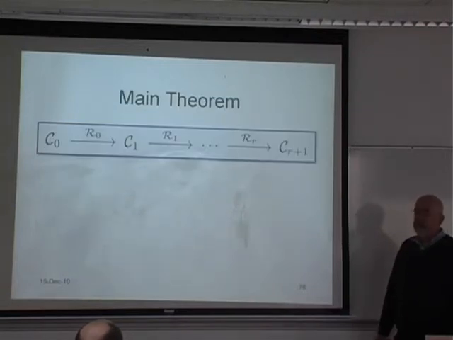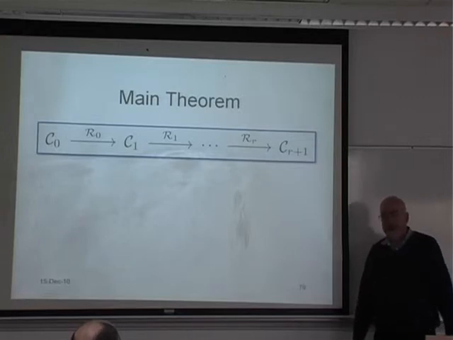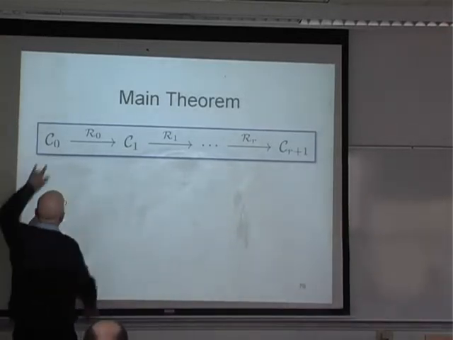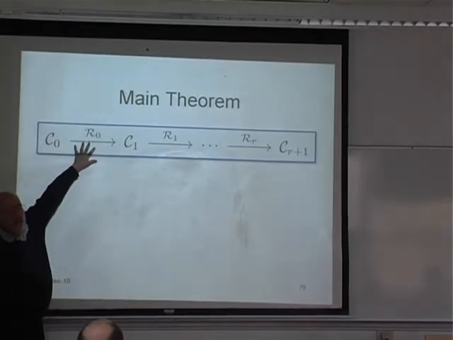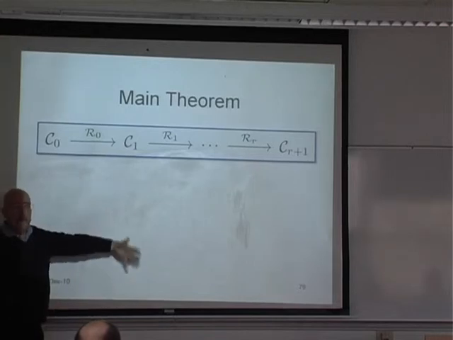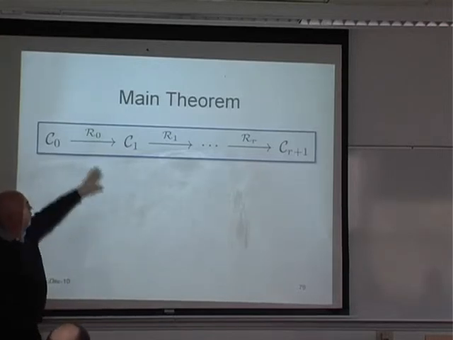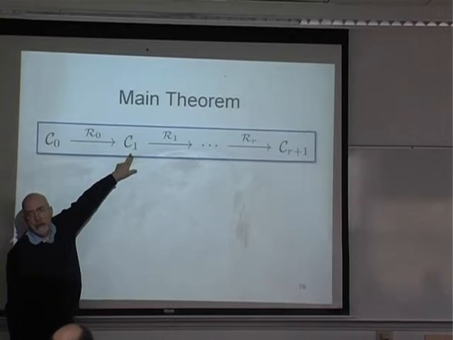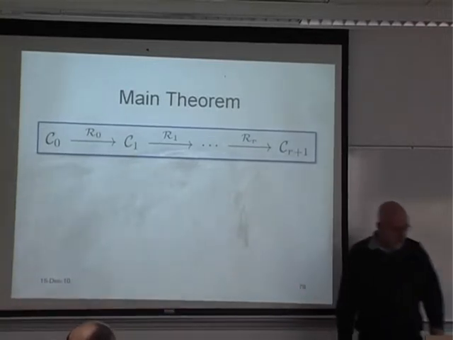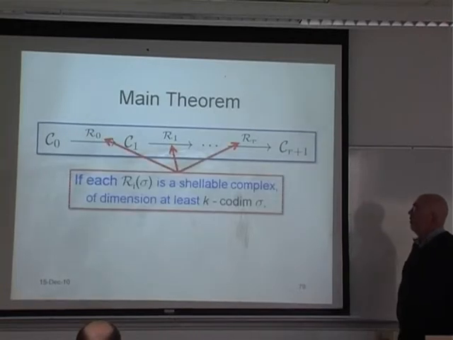So the main theorem says that these kinds of maps compose. Here's our model of computation where we start out with a complex. We run our computation for 1 round, and that's a carrier map that takes each simplex and produces a subcomplex. We look at all of them, we get C1, which is the state after running it for 1 round, and then we keep running it all the way for as long as we want.